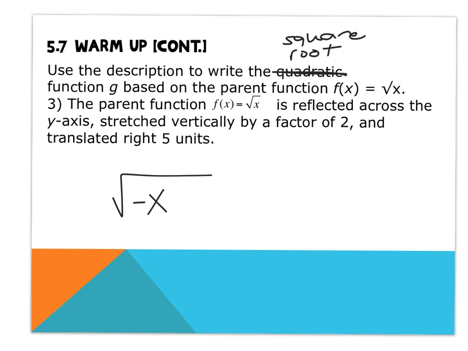Stretched vertically by a factor of 2. So a 2 on the outside? Good. 2 on the outside. And translated to the right 5 units. Negative 5. Good. So I'm going to actually put that parentheses on the front of the x like that, so that I know that the negative 5 is referring to my horizontal shift. And then this would just be equal to g of x.